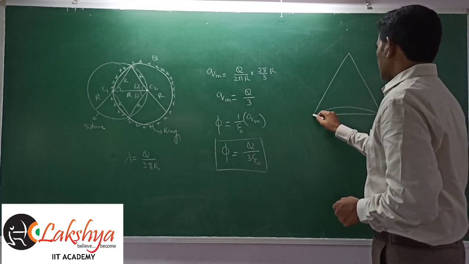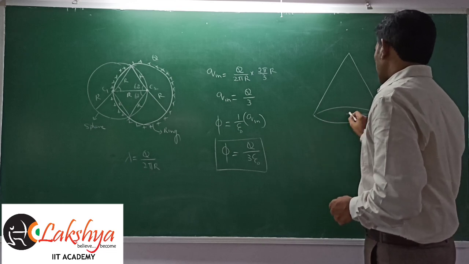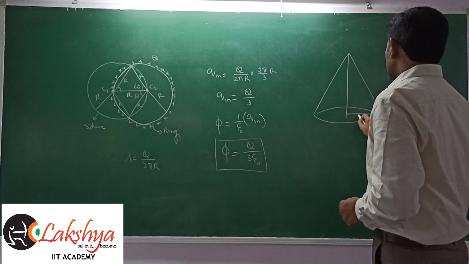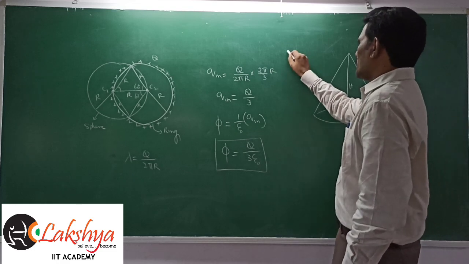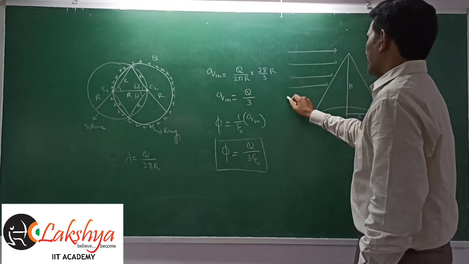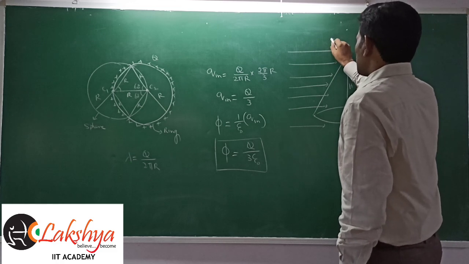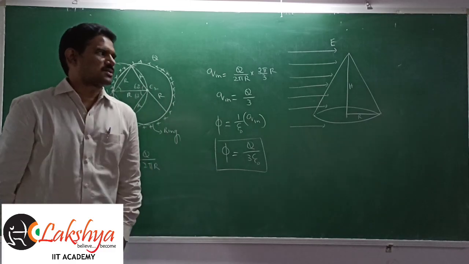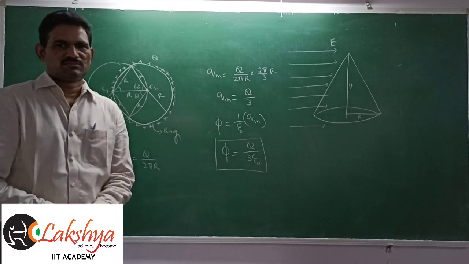This is a cone, for example. Let us consider a cone of base radius r and height h. Now it is placed in a uniform electric field of intensity E here. Then what is the flux passing through that cone? That means the flux entering that cone, you may consider. What is the flux entering that cone? So write that as the next question.